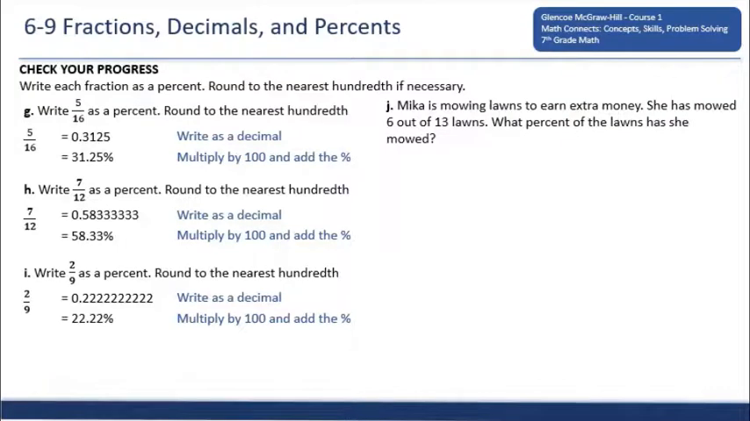And then J, Mika is mowing lawns to earn extra money. She has mowed 6 out of 13 lawns. What percent of the lawns has she mowed? 6/13. That's a decimal.